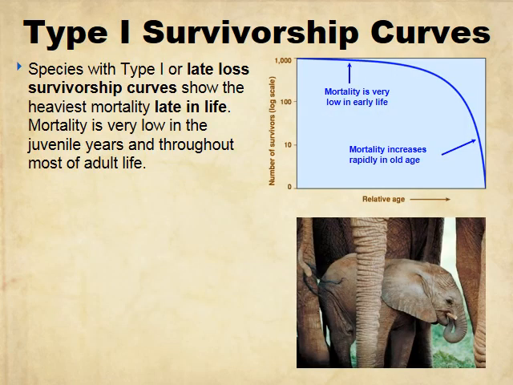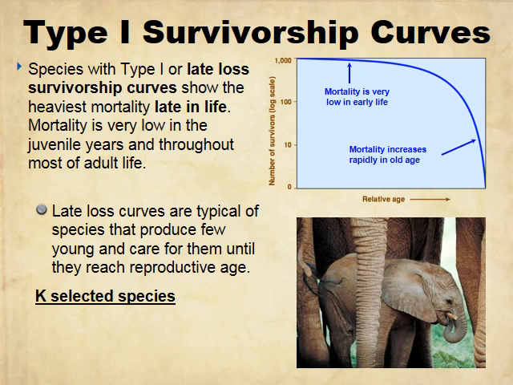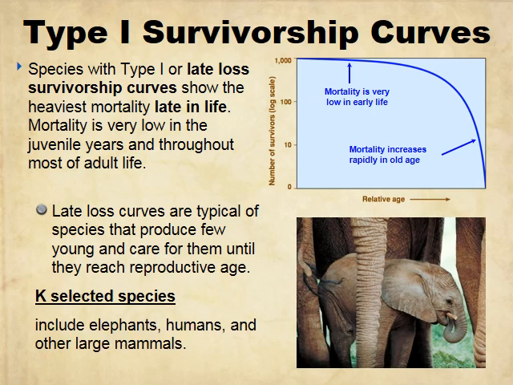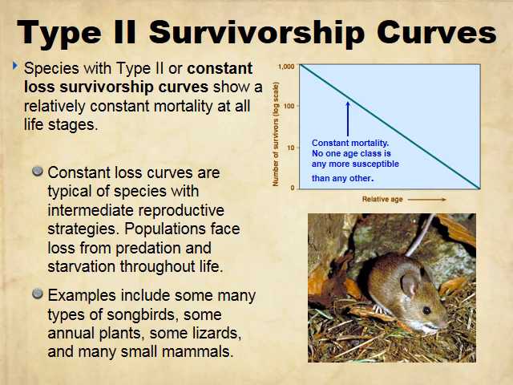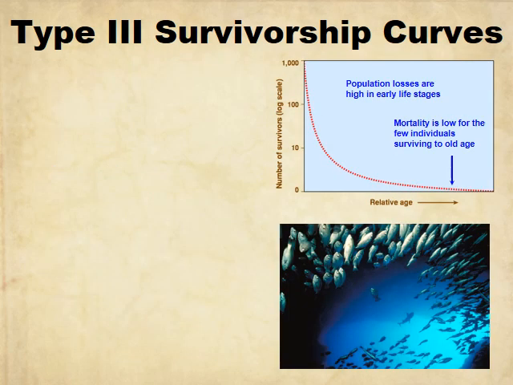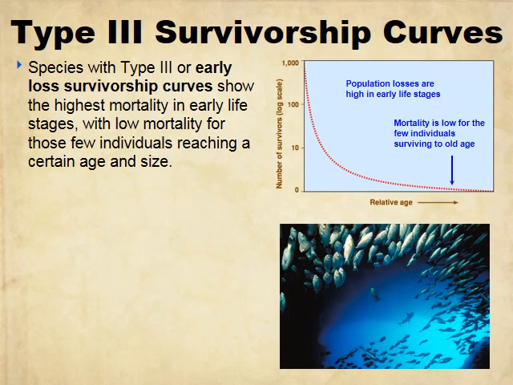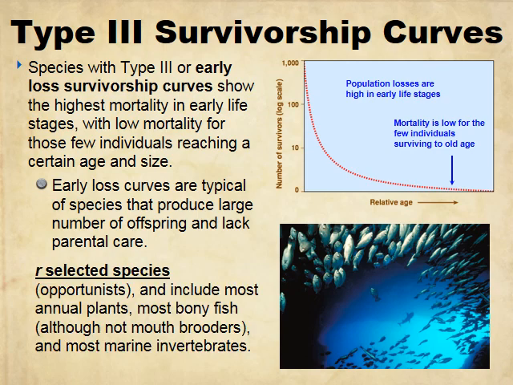Okay, so this just goes through exactly what I just said. If you need to, pause and take a look at it. Here are your type 2 survivorship curves: songbirds, annual plants, lizards, many small mammals. And then here's your type 3 survivorship curve. Okay, this is your early mortality, your R selected species.